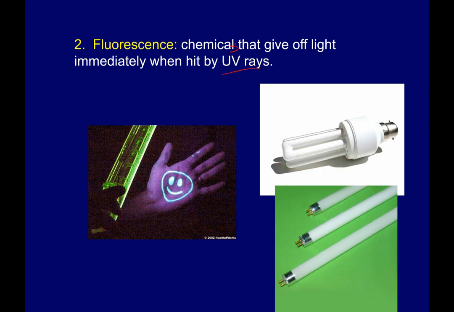And what happens in those is, well, there's a transformer that's connected to them that makes the voltage jump to about 600 or so volts. And that causes some ultraviolet rays to go through those tubes and cause them to glow. There's a chemical in them that glows, causes fluorescence.